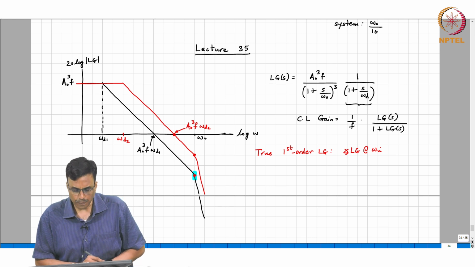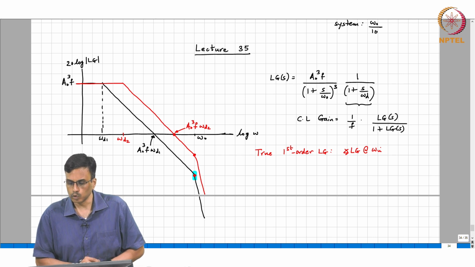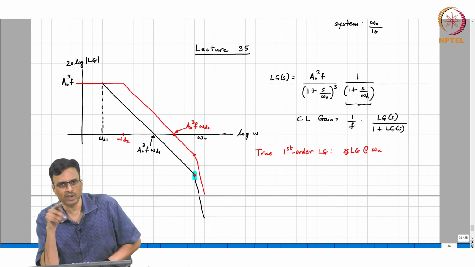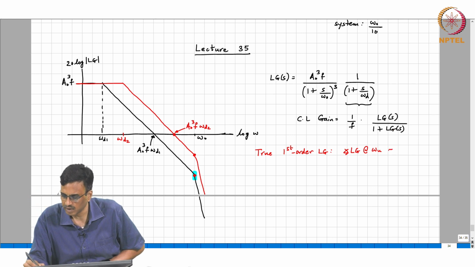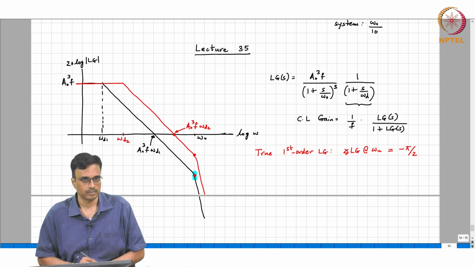So if you had a true first order system with, say, omega d1, what would be the angle of the loop gain at the unity gain frequency? It will be approximately minus 90. Why do I say approximate? Because it is tan inverse of some large number, which we say is 90 degrees. So the angle of the loop gain is negative pi by 2 radians.